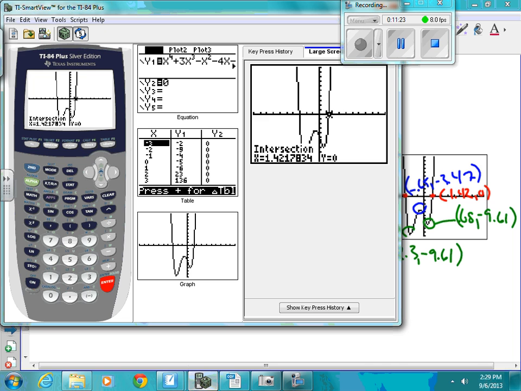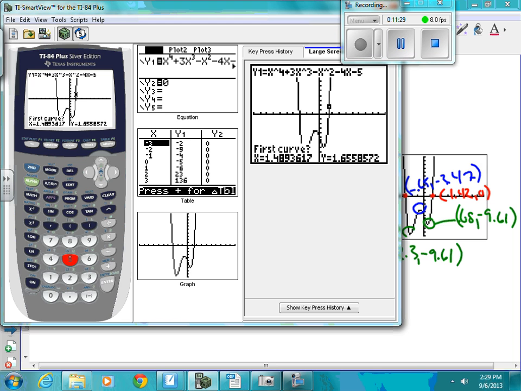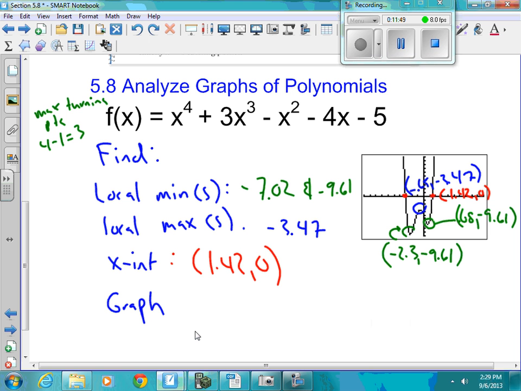Let's go back and find the other one. Second trace. We're going to do intersect again. Hit enter. And because we put y2 in the second line, after you hit enter, you just arrow over close to that second intersection point. And we get negative 3.070 and 0. It's our second x-intercept, negative 3.070 on the graph.